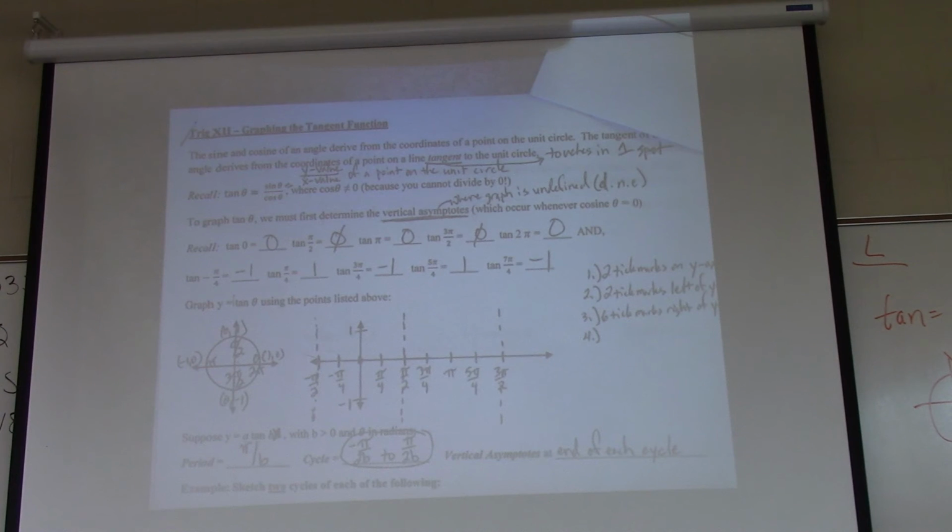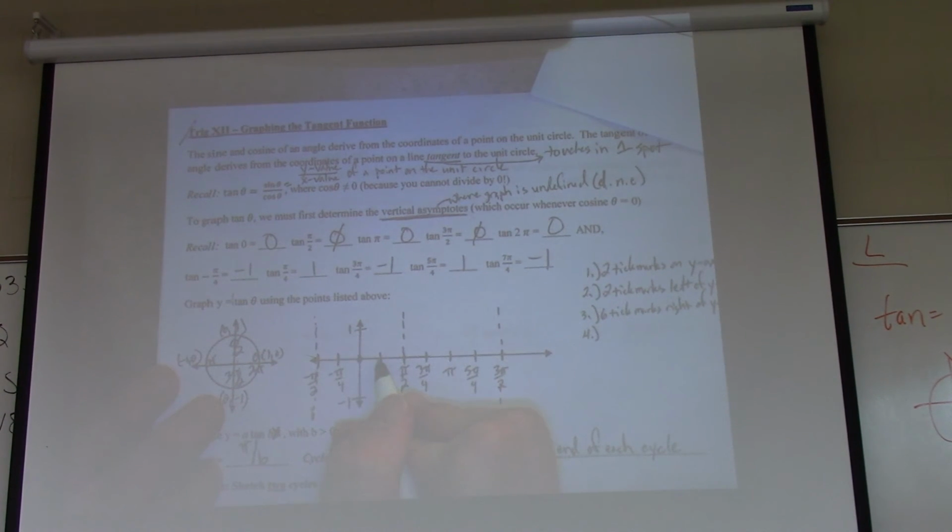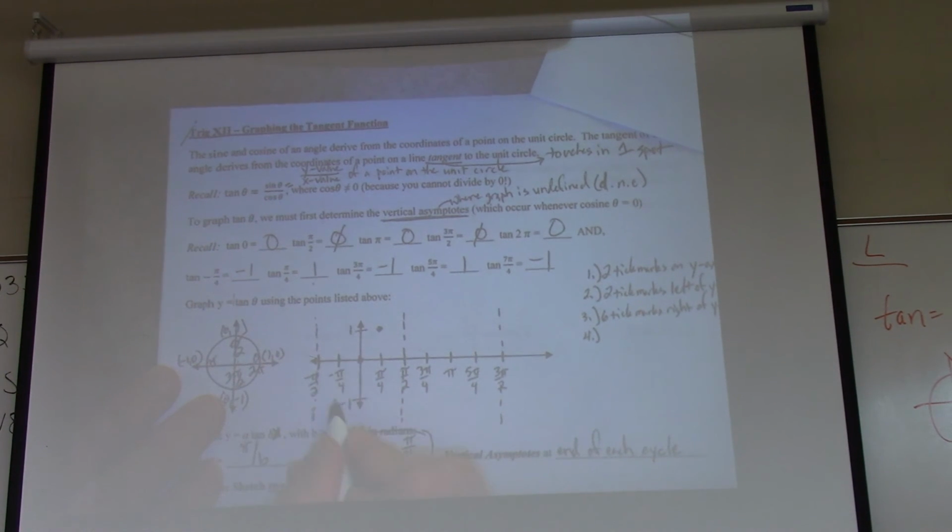Okay? Now, what is tangent of pi over 4? Look at your table up above. 1. So at pi over 4, go up to 1 and put a dot. Tangent of negative pi over 4: right here. Tangent of pi over 4 is 1. Negative pi over 4, tangent is negative 1. Right here. Don't connect those yet. We're going to keep going.